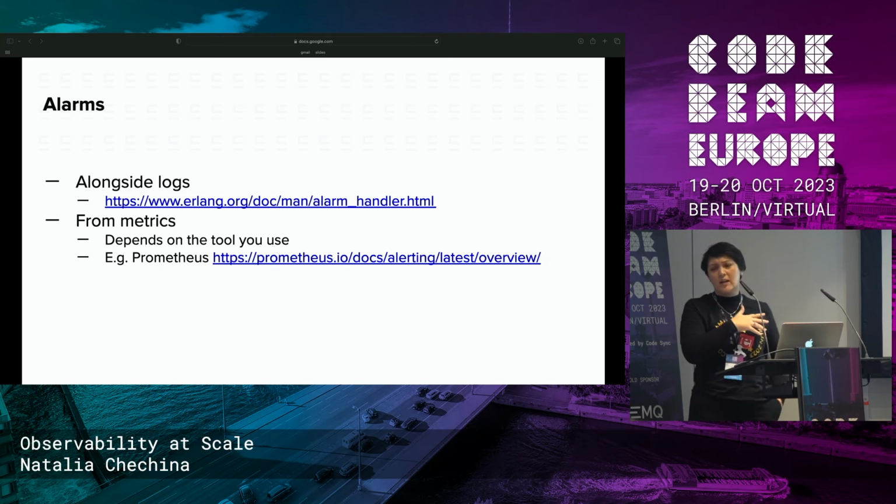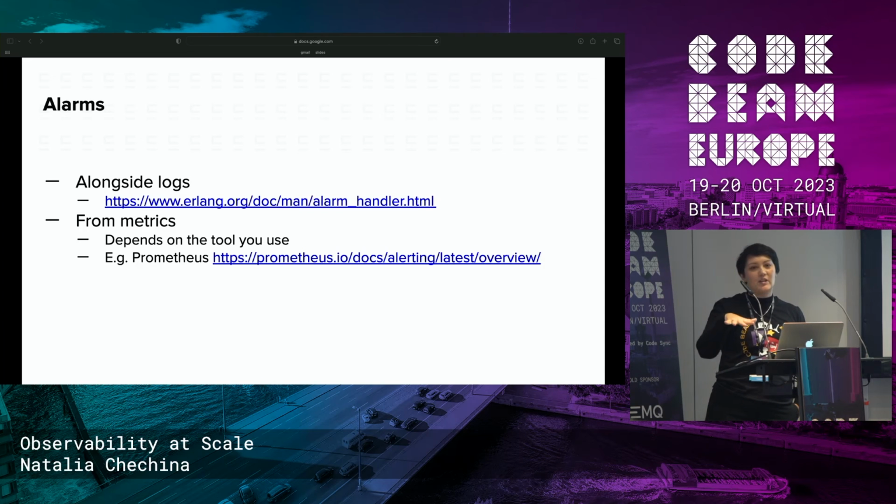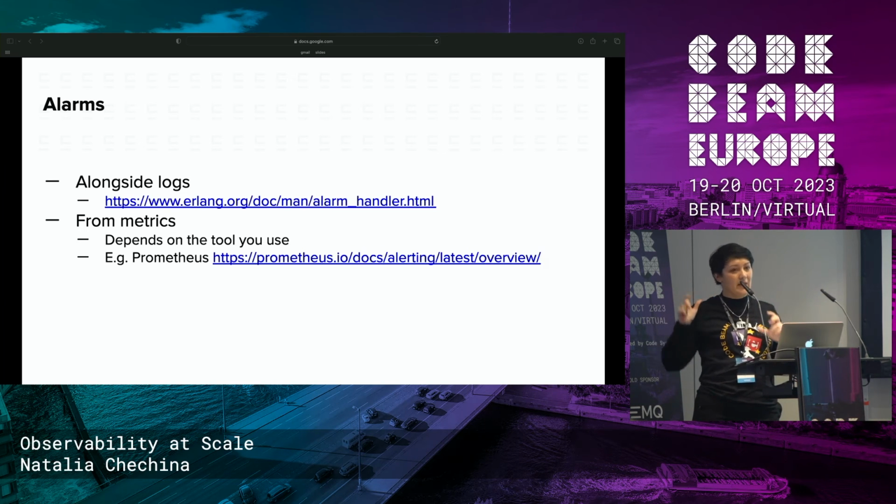I'll go to alarms now because there is very little time left. Essentially, alarms we get either from logs or from metrics, right? Or from both.